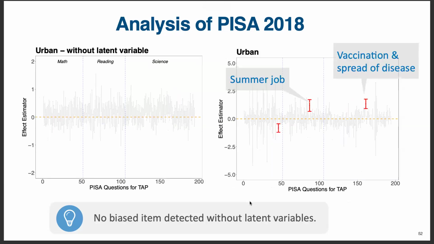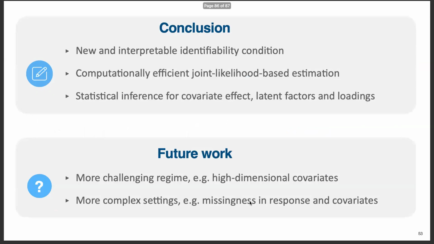Similarly for the urban area, if you just do logistic regression, where this is the binary response, you detect nothing, but you get some additional detections if you consider the latent approach. In conclusion, we study this statistical inference problem for the covariance-adjusted latent factor analysis model under a large-scale setting, introduce interpretable identifiability conditions, and study the statistical properties of the estimators under the proposed identifiability conditions.